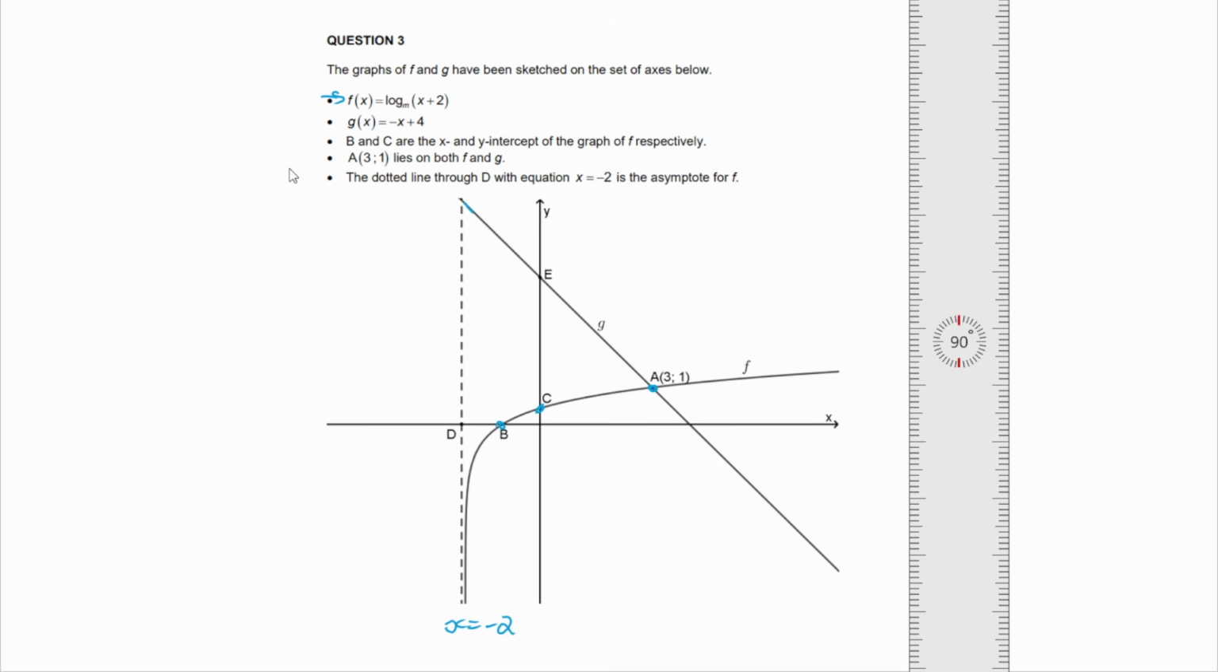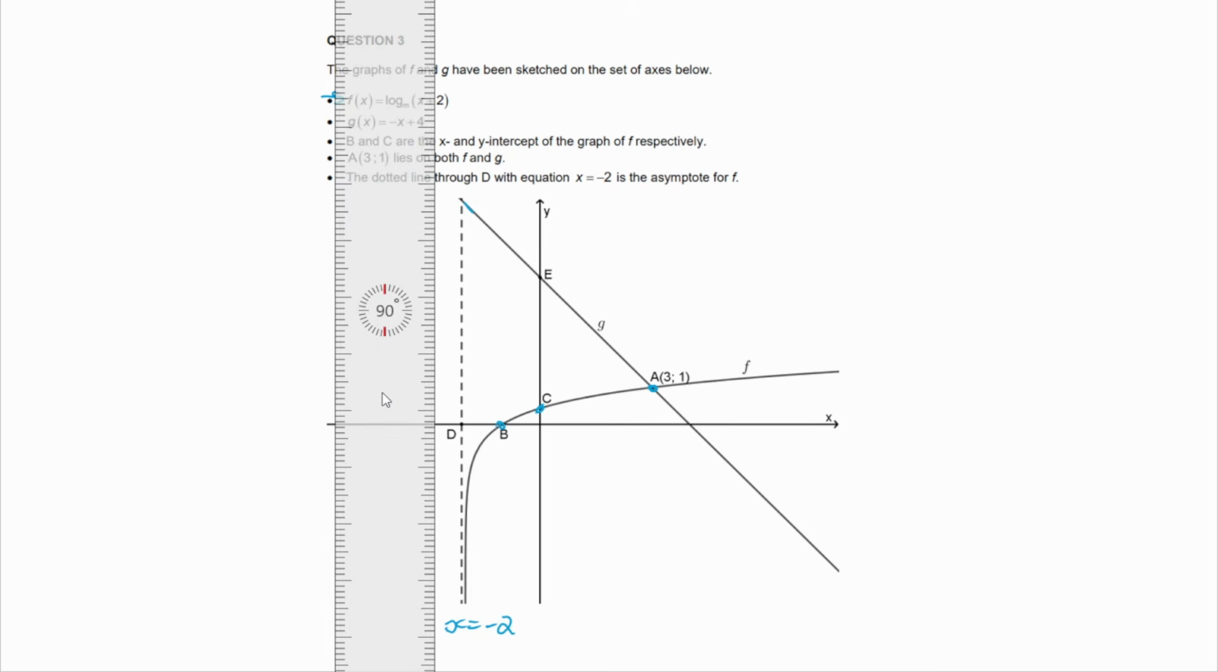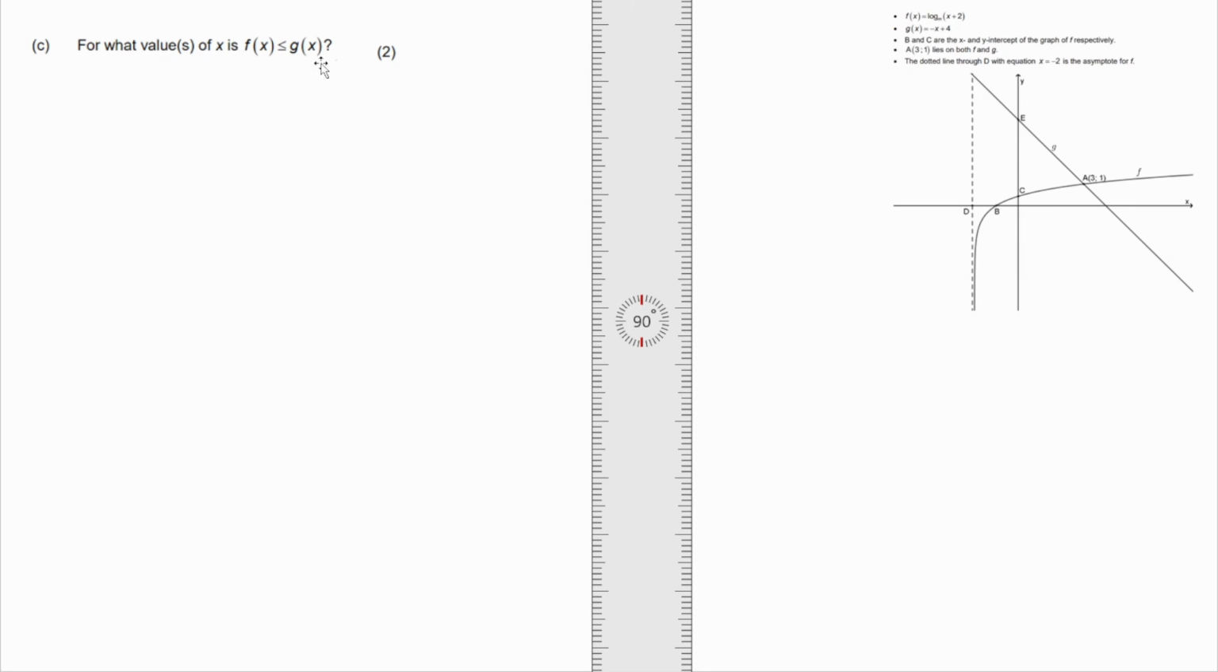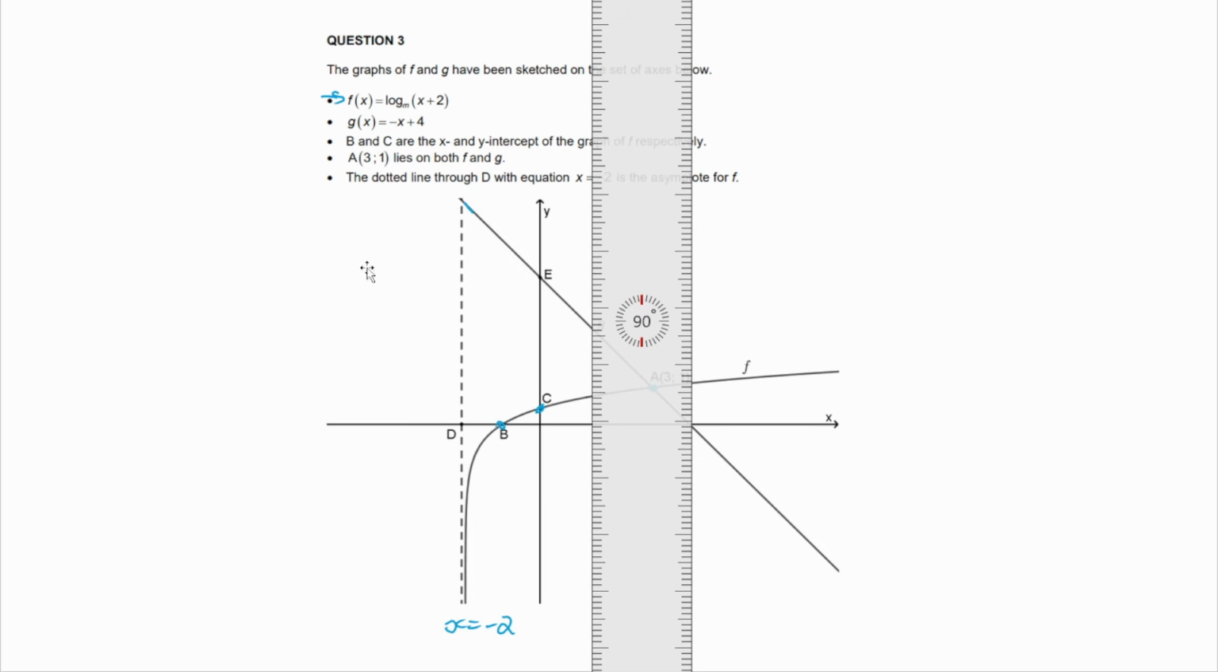Now they say for what value or values of x is this statement true? So g of x bigger or equal to f of x. g is a straight line, so we need the straight line above the log graph. Let's bring out the trusty ruler. Remember, we're looking for the straight line above the log graph, because g of x is a straight line and f is the log graph.